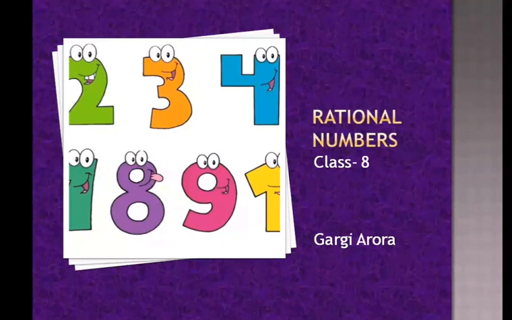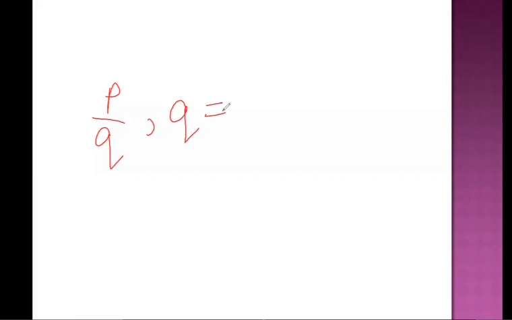Okay, let's first of all revise the concepts which I have told you earlier in the first video. First of all, we have learned about rational numbers. What are rational numbers? Numbers which can be written in the form of p by q, where q is not equal to 0.